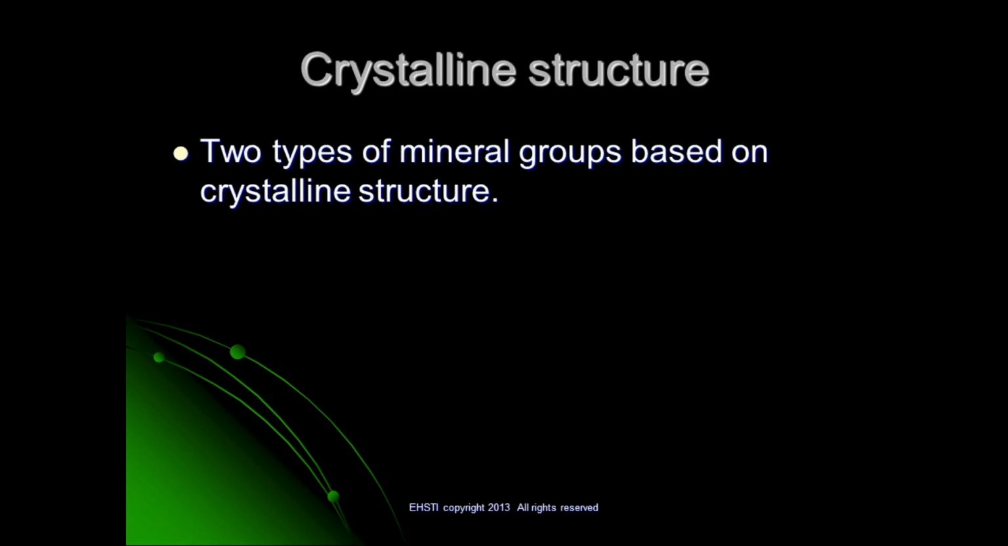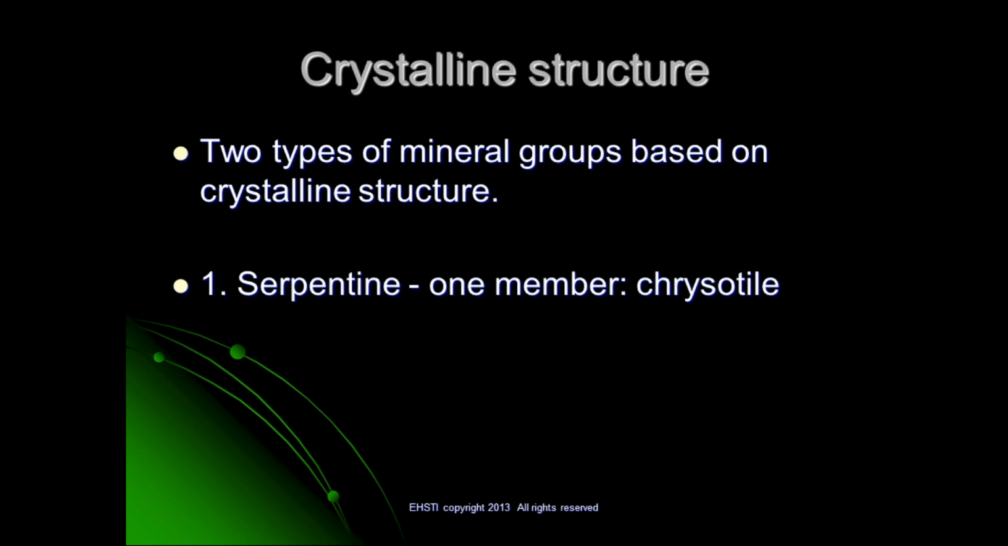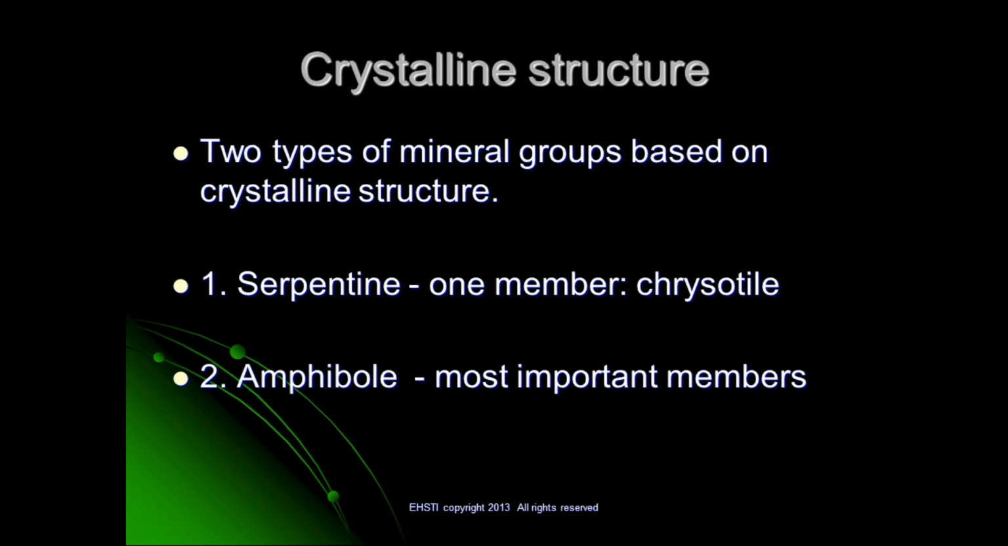There are 2 types of mineral groups based on crystalline structure. First, serpentine. There is 1 member. It is chrysotile. And secondly, amphibole. The most important members are chrysotolite and amosite.